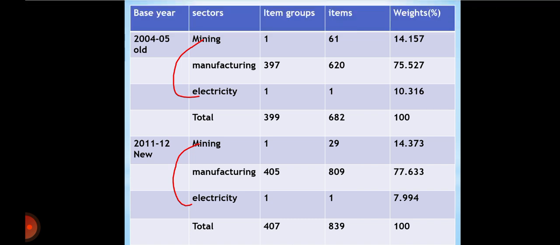See, IIP measurement is done by CSO under MOSPI. Now, what is MOSPI? Ministry of Statistics and Programme Implementation. It is one kind of organization जिसके अंडर CSO काम करता है. They calculate IIP and publish their data.